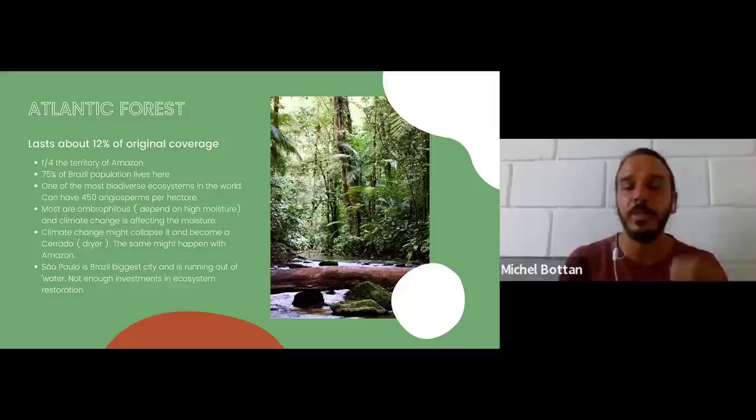So we are in the Mata Atlântica, but we are in a transition to Cerrado, in a fragment of Cerrado. The Atlantic Forest now has less than 12% remaining, is a quarter of the territory of the Amazon, and it's where 75% of Brazil's population lives. It's one of the most biodiverse ecosystems in the world. You can have 450 angiosperms per hectare, and most are umbrophilous, so plants that depend on moisture, and climate change is affecting that moisture. So climate change might cause the Mata Atlântica, the Atlantic Forest, to become a Cerrado, which supports a drier environment. Next, please.